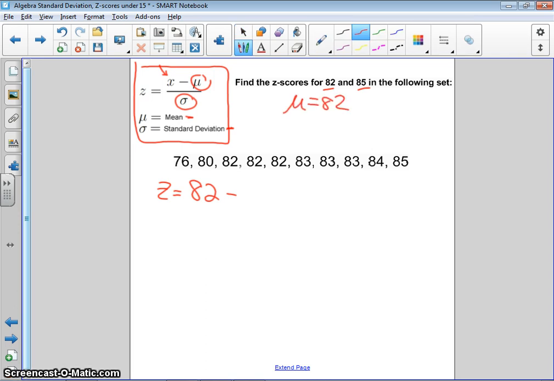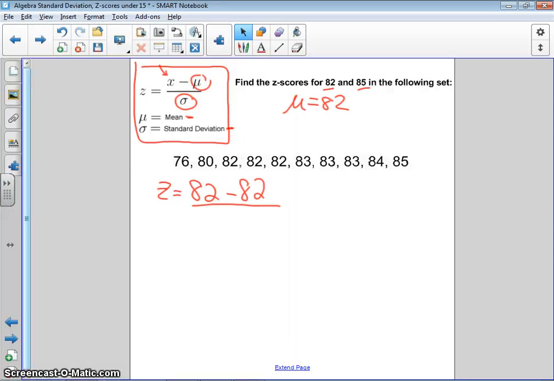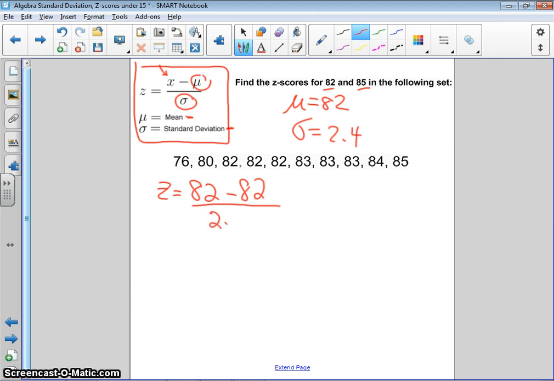So it's going to be 82 minus 82. That's very interesting. Over the standard deviation. The standard deviation was also on that screen that we just looked at before. It's this one right here, 2.366. So we're going to round that to 2.4. Standard deviation is equal to 2.4. And we put a 2.4 right here.